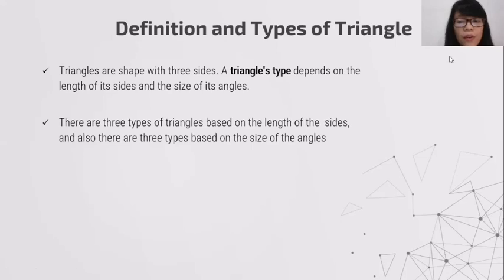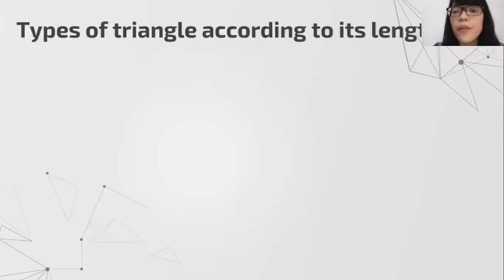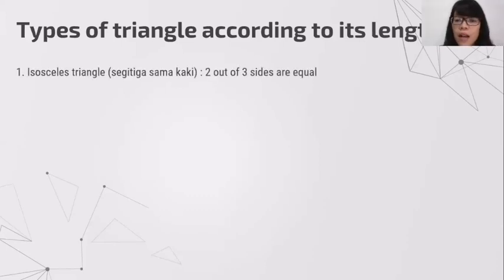There are three types of triangle based on the length of the sides, and also three types based on the size of the angles. Okay, let's talk about types of triangle according to its length. The first we have isosceles triangle. In bahasa we usually call it segitiga sama kaki. So what is the property of this isosceles triangle? 2 out of 3 sides are equal.